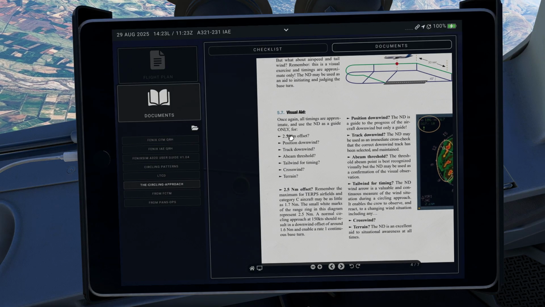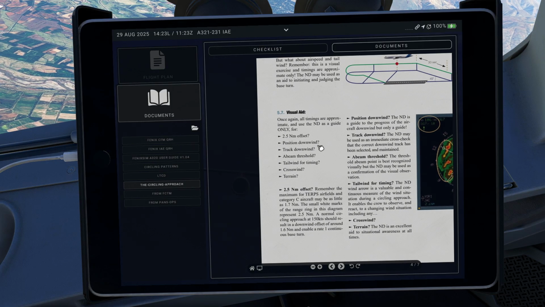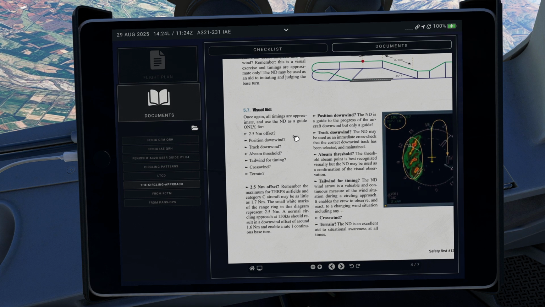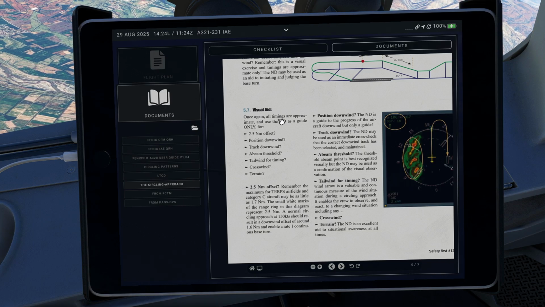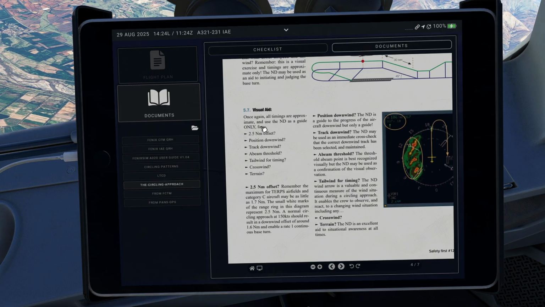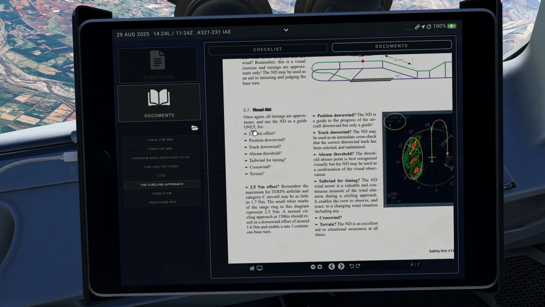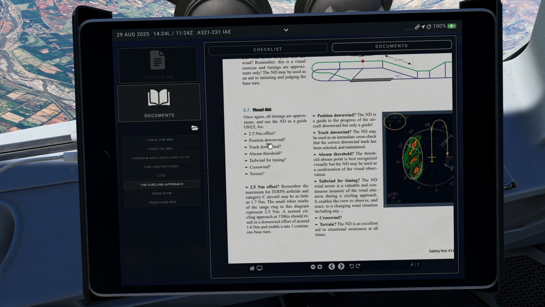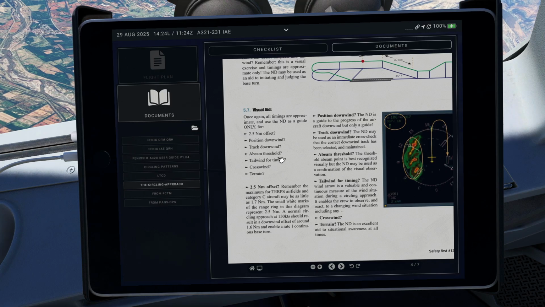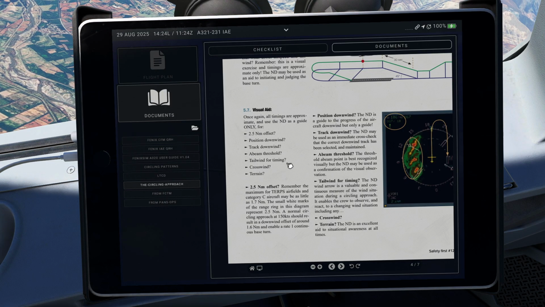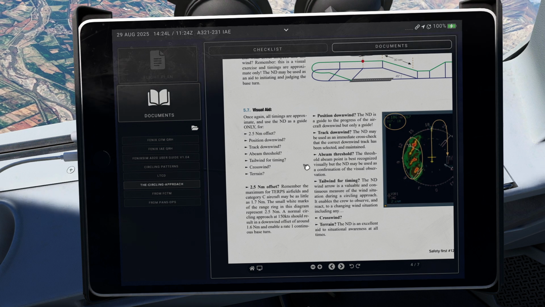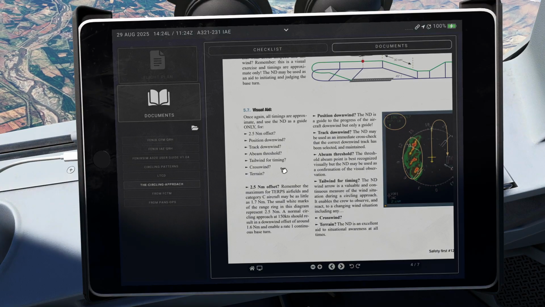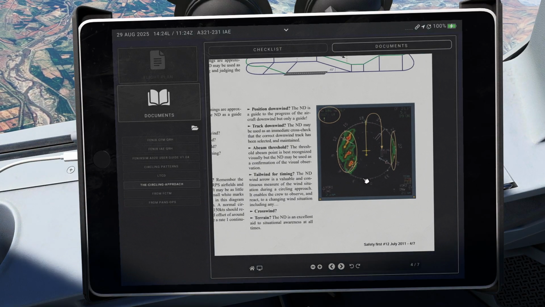The other item we have to ask when we are circling, we ask ourselves once again: all timing is approximate, and use the ND as a guide only for the 2.5 nautical mile offset position, downwind track, downwind abeam threshold, tailwind for timing, crosswind, terrain. These questions should be asked all the way when you are circling to the runway.